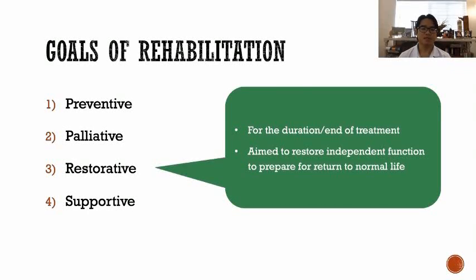The third one is restorative, and this can be done during and at the end of treatment, just like palliative. It aims to restore independent function to prepare to return to normal life. This is commonly for patients with amputation after osteosarcoma. So after amputation, we know that the dog is walking with 3 legs. So we need to train them how to use 3 legs to walk.